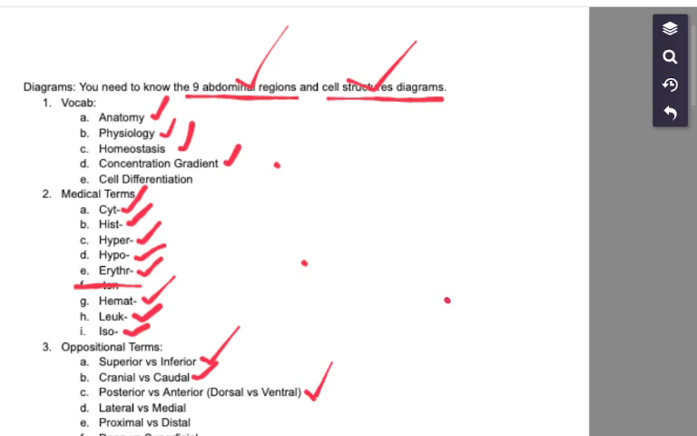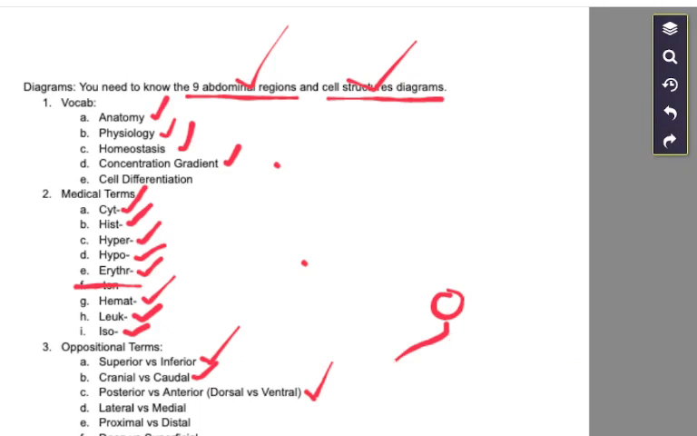And for our anatomically correct position, we want to remember that we have our friend here looking like this, where the palms are facing the front and the back of our hand would be facing the back, posterior. This would be our nose. So this would be the anterior view of our anatomically correct figure.